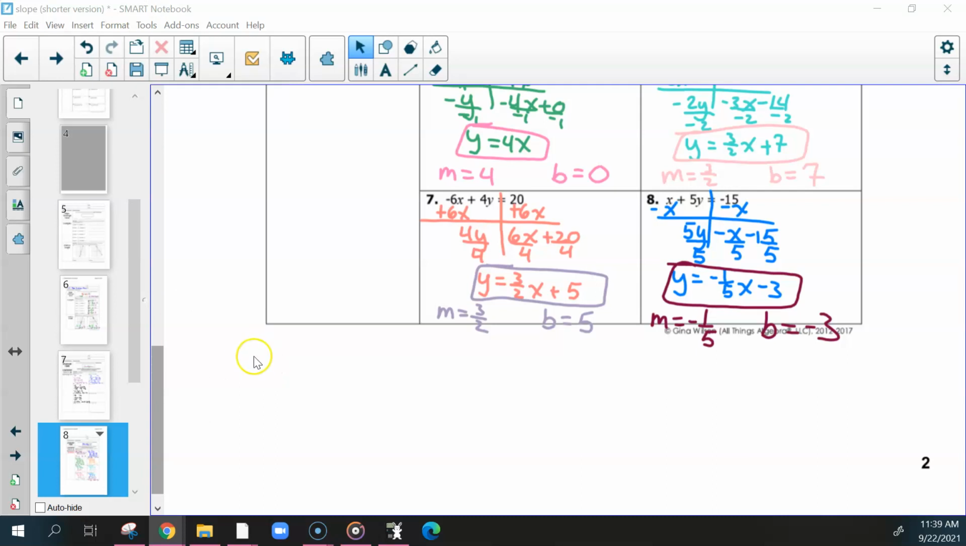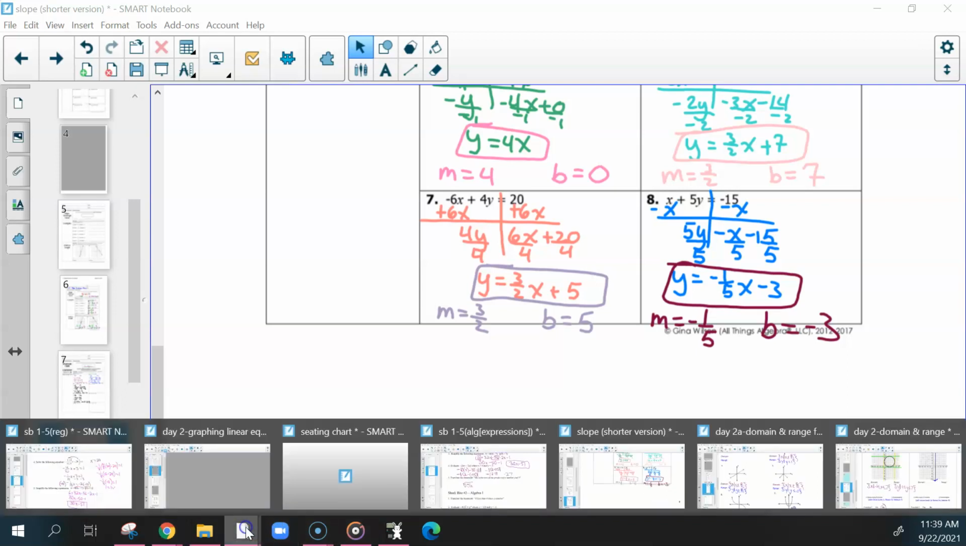Other questions on any of those before we start the graphing notes? I'm going to unplug my computer for 1 second.